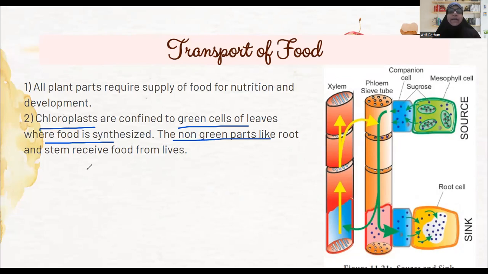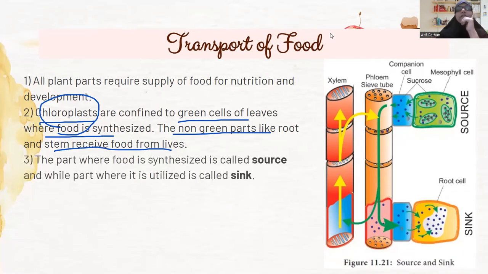And the non-green parts, like the roots, the stem, the branches, will receive food from the chloroplast. So chloroplast will make the food and it will transport it to different parts of the body. The non-green parts of the body do not make food because of lack of chlorophyll. So they will receive food from the chloroplast, basically from the leaves. Okay, so translocation has to take place for food also. So how does this transportation take place?